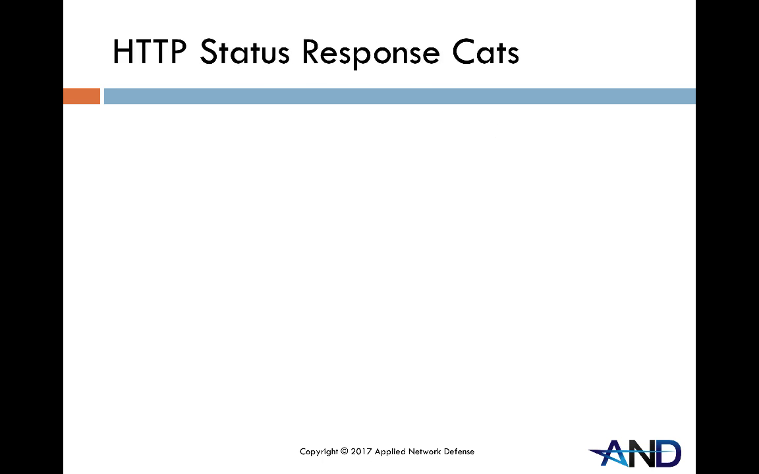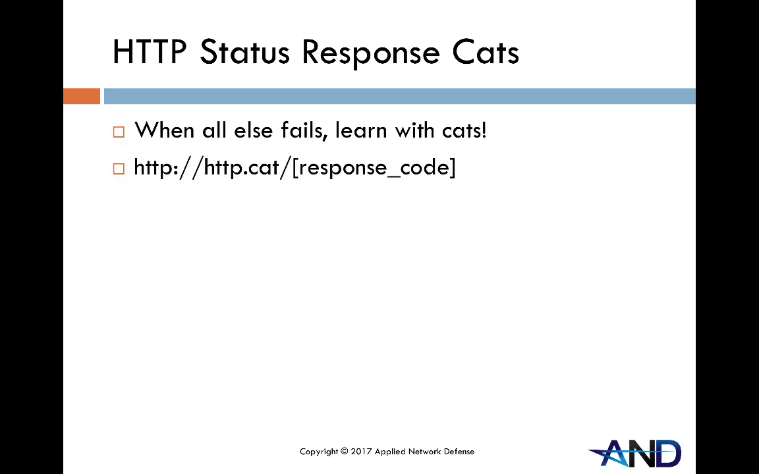One more quick thing before we leave HTTP response codes, and I think this may be the most important thing I teach you in this entire course. Every now and then there comes along a service or a system that allows you to better remember something, and I think this is a great example of that. Of course, when all else fails, learn with cats, and we're going to do that with http.cat. So that is actually a website you can go to. So if you just type http.cat in your browser, you will get this website.